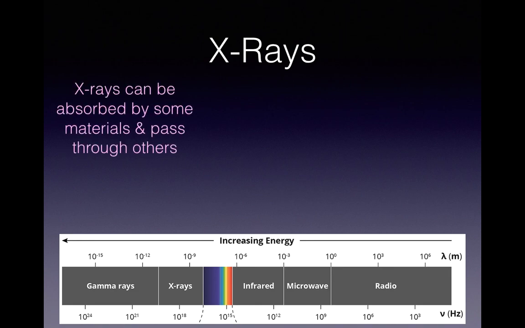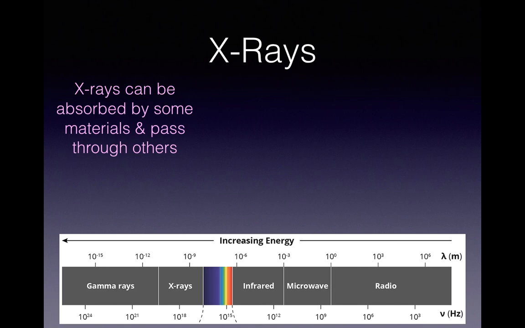X-rays can be absorbed by some materials and pass through others. So if we think about a broken bone, if a bone is broken, there's a crack. So there's a gap between two sides of the bone. The X-rays can pass through that, but it can't pass through the bone, so it's absorbed by the bone. And that can be used to take a photograph of a bone and to identify any cracks in it.